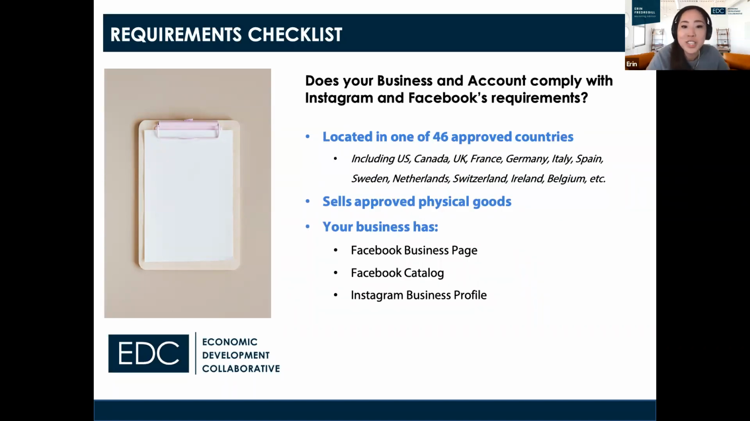After that, you'll want to make sure that you're located in one of their 46 approved countries. Assuming that you're attending this webinar, you're probably in California, so you're fine because it covers the US. And then like I mentioned before, you'll want to make sure that you're selling approved physical goods to be in compliance. And then you'll want to make sure that your business has a Facebook page, a Facebook catalog, and an Instagram business profile.